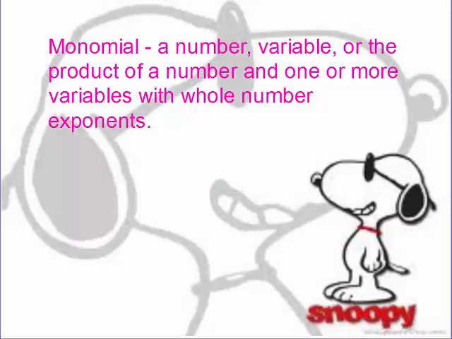First, a monomial is a number, a variable, or the product of a number and one or more variables with whole number exponents. For example, the number 3 is a monomial. The letter x is a monomial. 3x is a monomial. 3x squared y are all monomials that are glued together by multiplication.